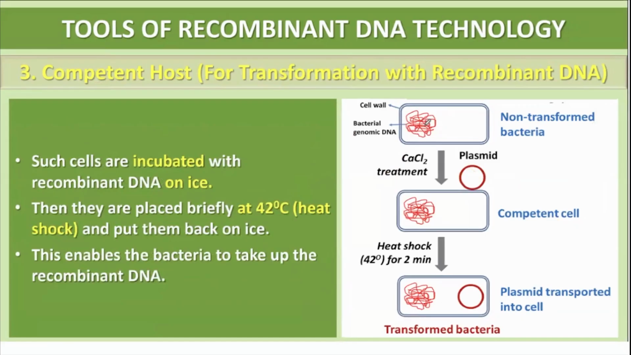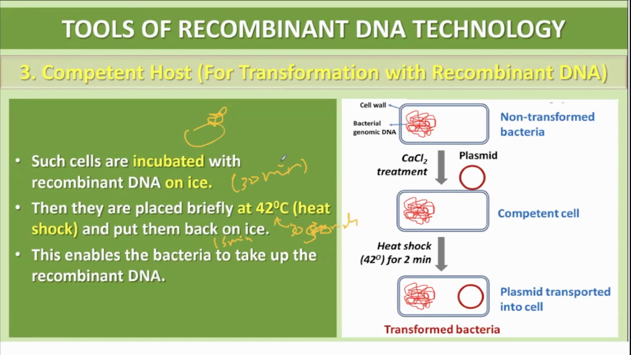Moving on. Such cells are incubated with recombinant DNA on ice for 30 minutes. Everything is standardized. In those 30 minutes, the DNA and the cells will come into contact with each other. Then they are placed briefly at 40-degree for 30 seconds, and then put on ice for 5 minutes. So first incubation on ice is of normal cells.